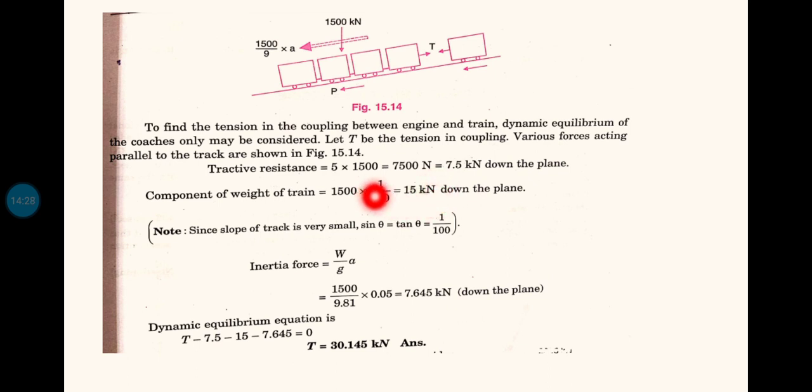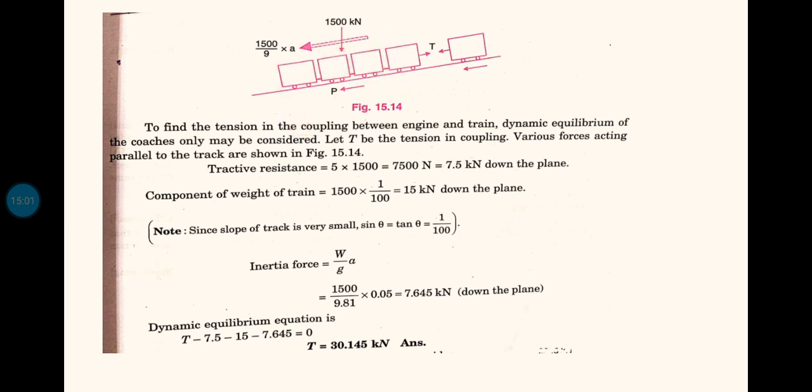To find the tension in the coupling between the engine and train, dynamic equilibrium of the coaches only may be considered. So I am considering the equilibrium of these bogies only. Let T be the tension in the coupling. Tension in the coupling will always act away from the body, so tension is acting in this direction. And there will be some resistive force against the motion, just like frictional force. Since the train is moving upward, the resistive force will be downward. That I am representing by the term P. So P will be acting downward.